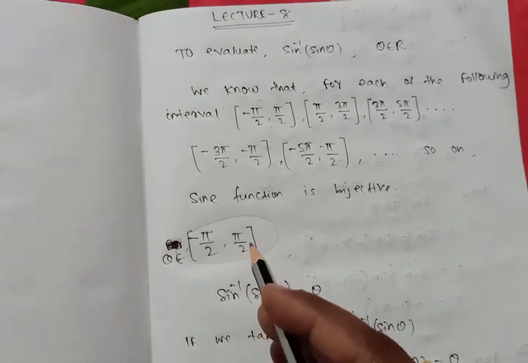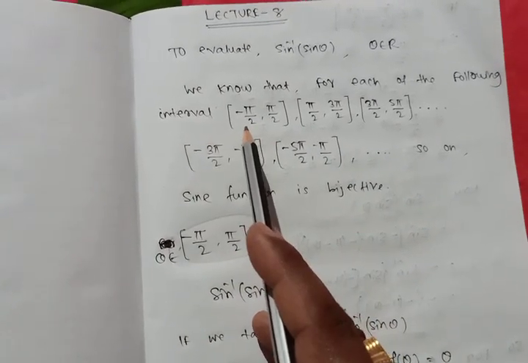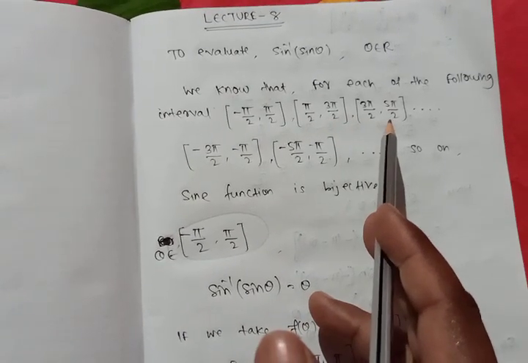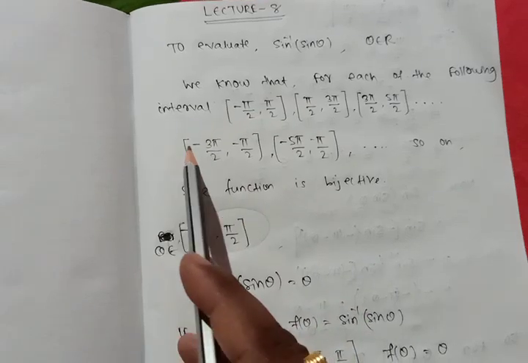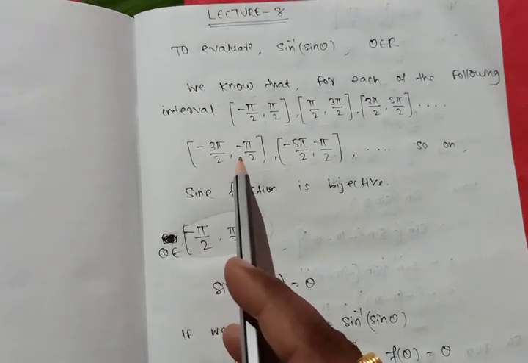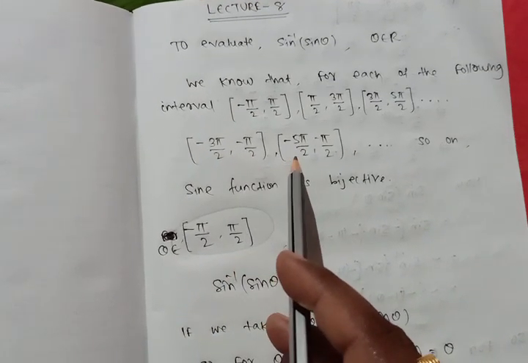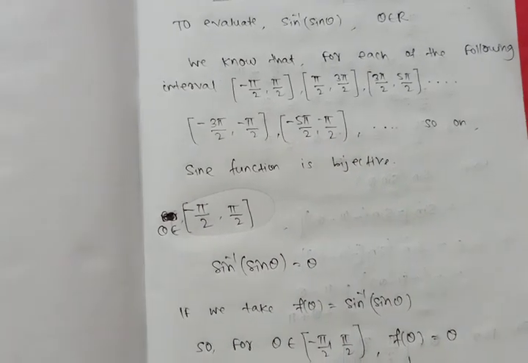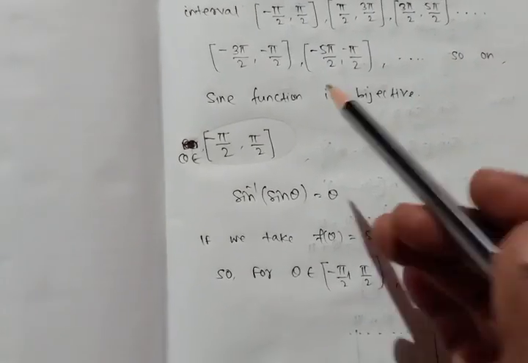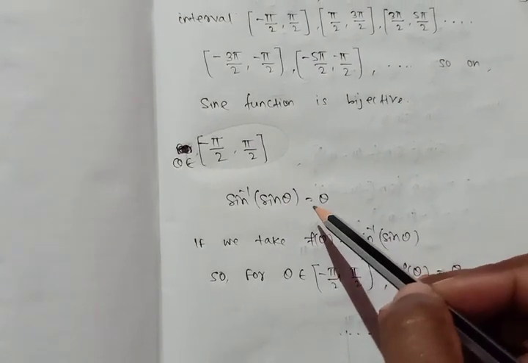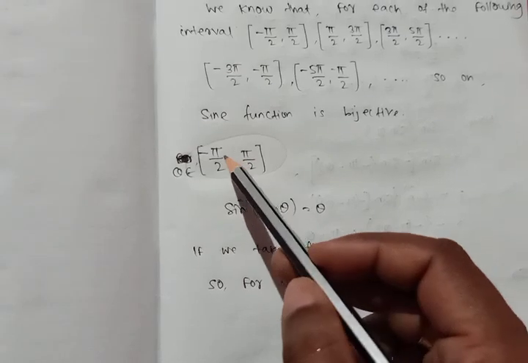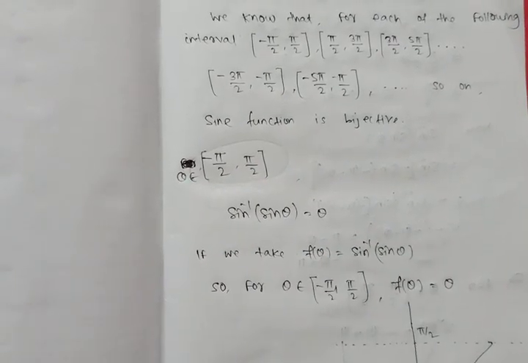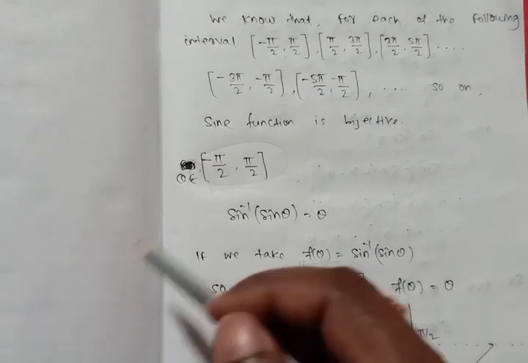But as you know, in each interval, minus pi by 2 to pi by 2, pi by 2 to 3 pi by 2, 3 pi by 2 to 5 pi by 2, and similarly on the negative axis, minus 3 pi by 2 to minus pi by 2, in these intervals the sine function is bijective. But this is exactly equal to theta whenever theta belongs to the principal value branch. We will discuss today the case where theta belongs to any other interval.